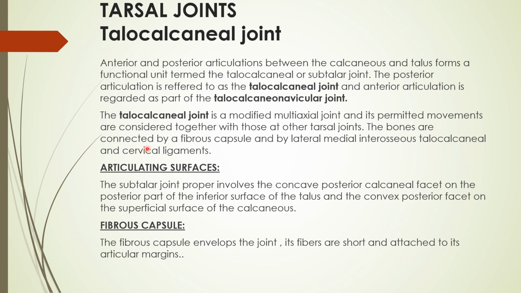Bones are connected by a fibrous capsule and by the lateral, medial, interosseous talocalcaneal and cervical ligaments. These are the various ligaments. The articular surfaces of the subtalar joint proper involve the concave posterior calcaneal facet on the posterior part of the inferior surface of the talus, as shown, that is the posterior articular surface, and the convex posterior facet on the superior surface of the calcaneus. The fibrous capsule envelops the joint. Its fibers are short and attached to its articular margins.